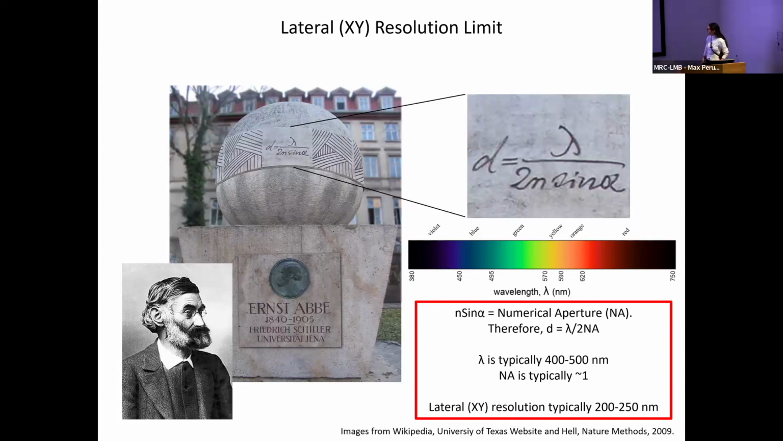And so typically the lambda, the wavelength of light, is between 400 and 500 nanometers. And the numerical aperture that we have available for light microscopy is around 1, so a little bit below 1. The numerical aperture is a little bit below 1 for an air objective, and a little bit higher, up to 1.45, for an oil or immersion objective.